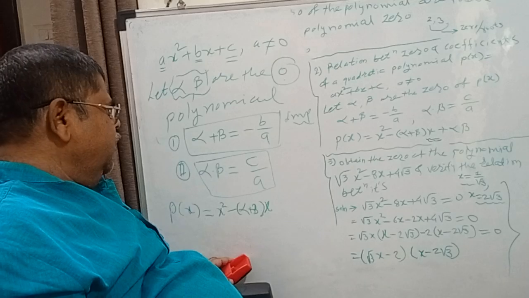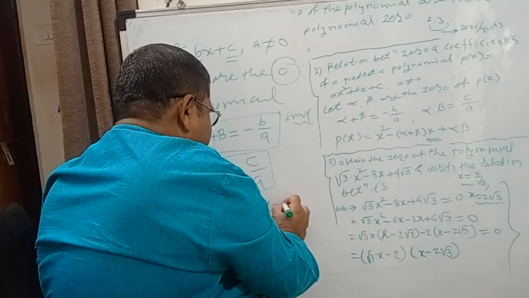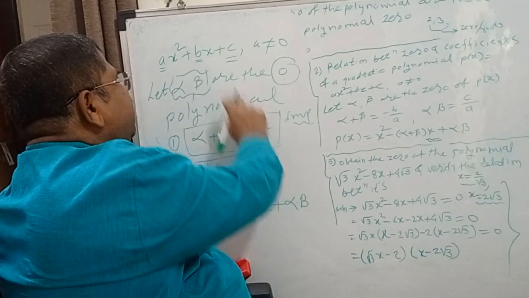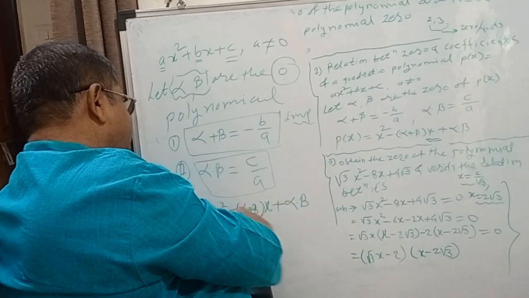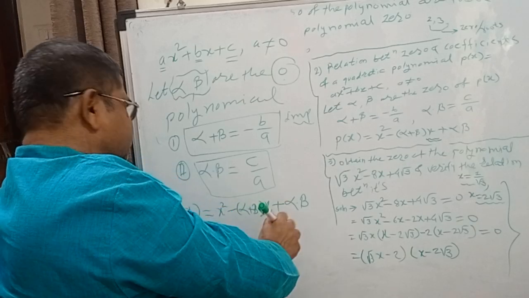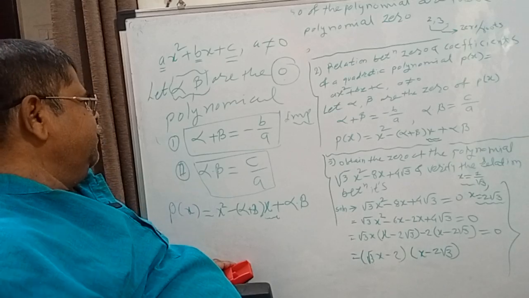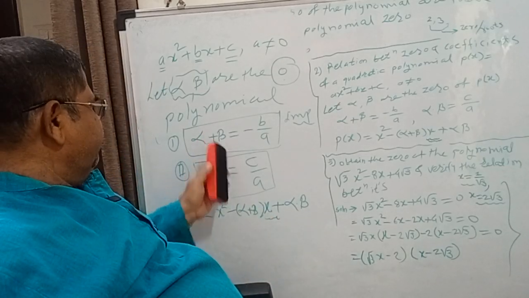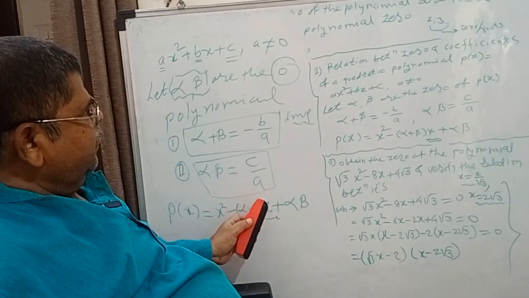This is x. Alpha into beta plus alpha into beta, c is there, plus alpha into beta, c upon a. And here is minus b upon a. This is the most important. This is the coefficient, minus alpha minus beta, if you are solving this. By this formula we can write this polynomial as this.